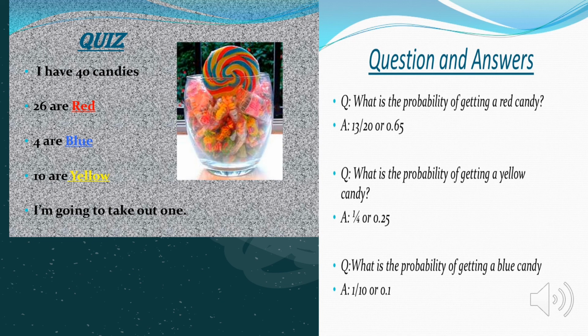Now the second question, what is the probability of getting a yellow candy? Same way, the total number of candies, meaning the total number of outcomes, is 40 and yellow candies are 10. So I will write 10 divided by 40. That means 1 by 4 or 0.25. What is the probability of getting a blue candy? Now it's easy for you. Now everybody can do it, I guess. It's 4 divided by 40. That means 1 by 10 or 0.1.